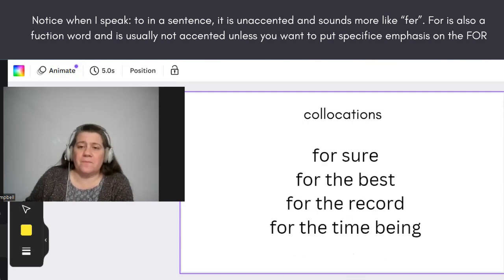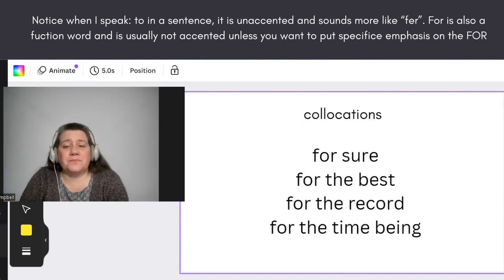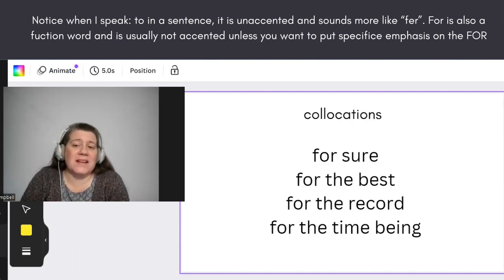All right. For sure. Or it's for the best. It's for the best. That one, we don't say it's for the best, and that's because we have a the. Or for the record, for the time being. These are phrases that we use quite often.